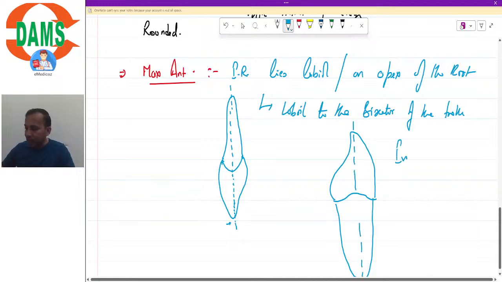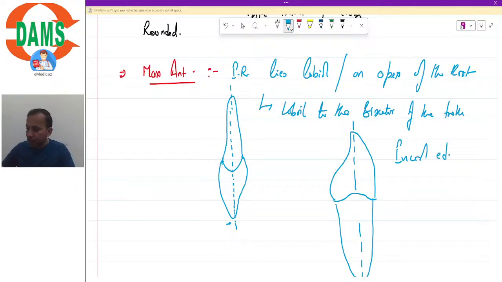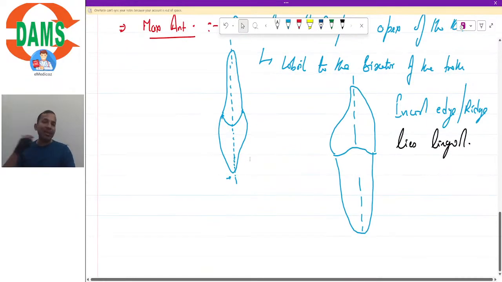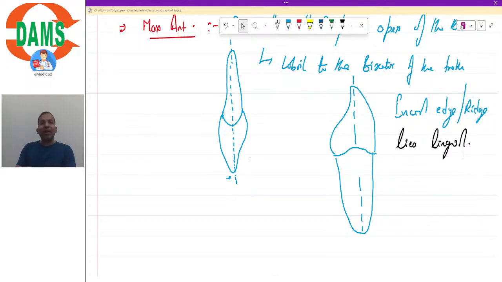So the incisal edge, or if it's newly erupted, the incisal ridge, lies lingual to the bisector. That is one difference between the maxillary and mandibular anteriors, and it applies to both primary and permanent dentition. In maxillary, the incisal edge is labial to or in line with the bisector. In mandible, it is lingual to this bisector, right?